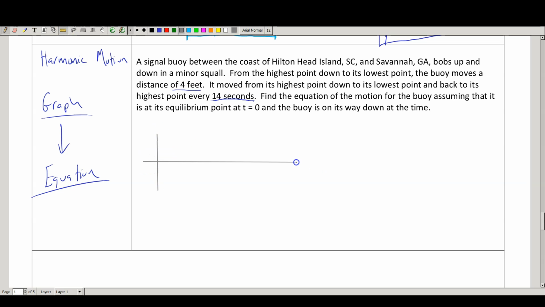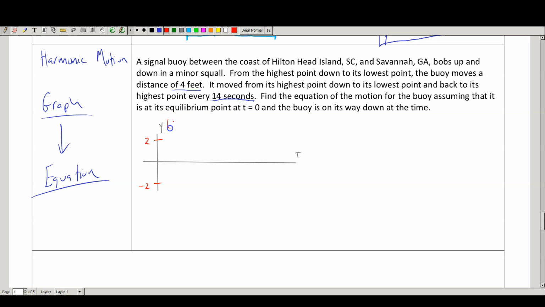We have a graph, and it says from the highest point down to its lowest point, the buoy moves 4 feet. So let's assume that the equilibrium point here is going to be at 0. Let's call this y, and let's call this t. One way to model this would be to say, let's go up 2 and down 2, and let's assume that y equals 0 is the equilibrium point of this wave. So we have 2, and we're talking about feet here.